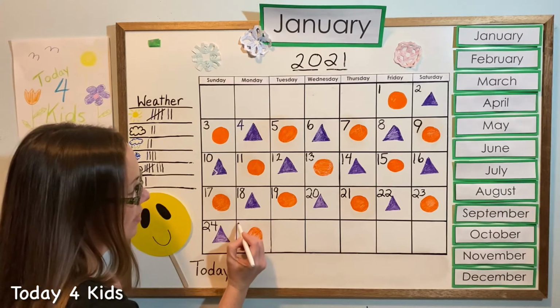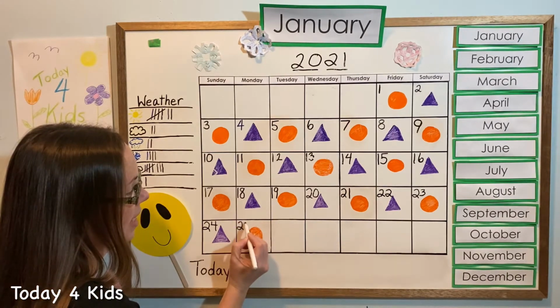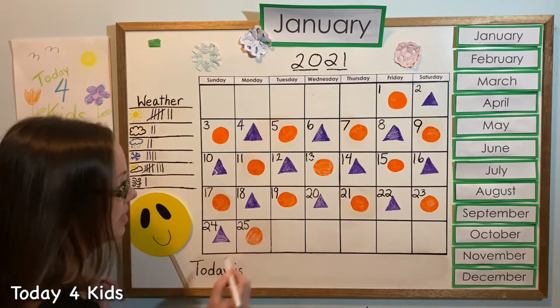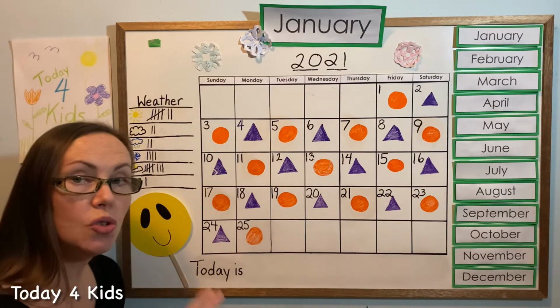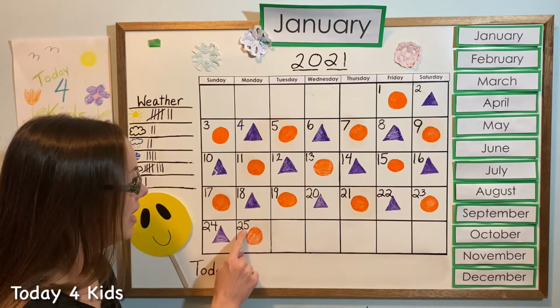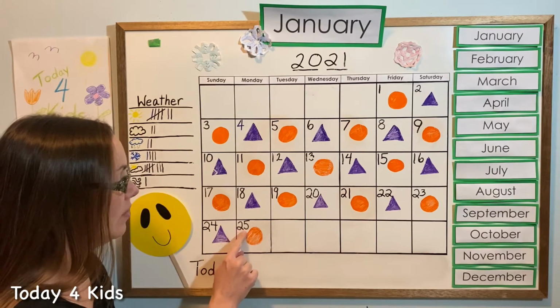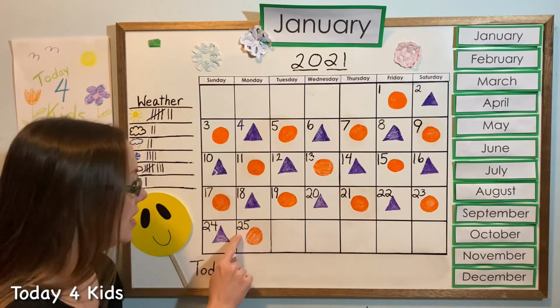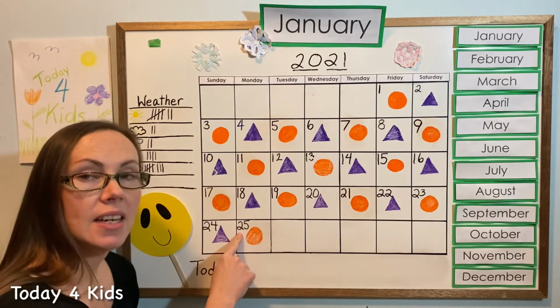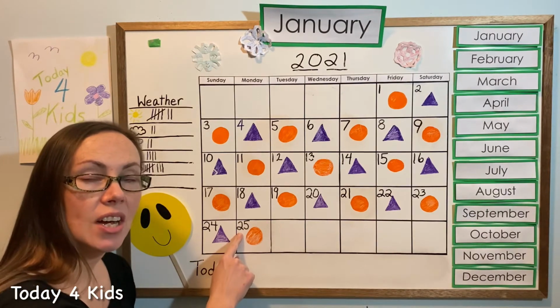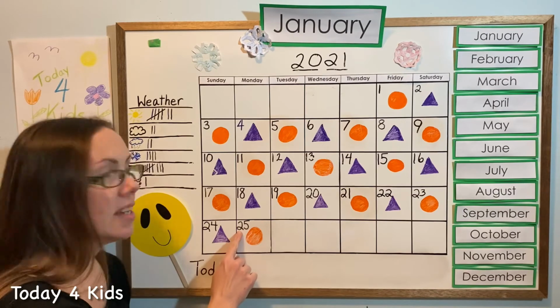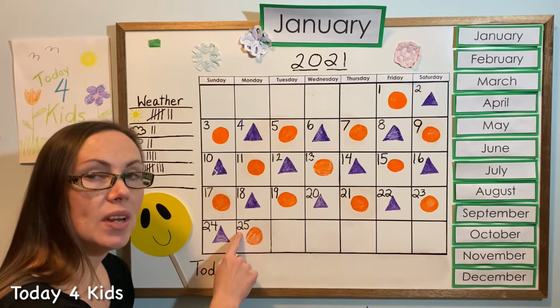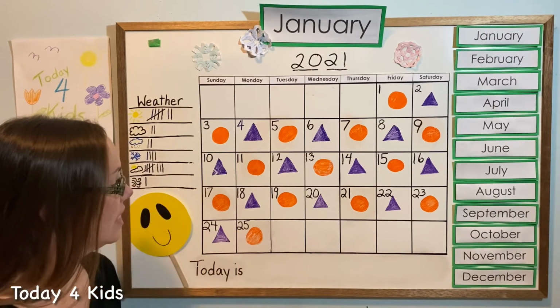A 25 is a 2 and a 5 beside each other. So it's 2 digits. A 2 and a 5, that makes 25 when they're beside each other. So today is the 25th, because when we put our numbers into the calendar, we add a little sound to the end. So for 25, we say 25th. So today is the 25th.